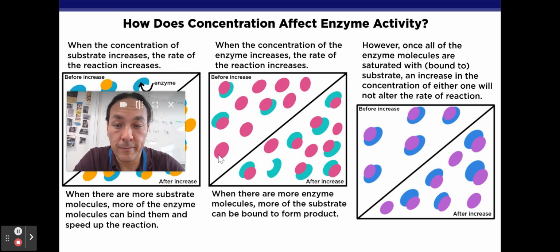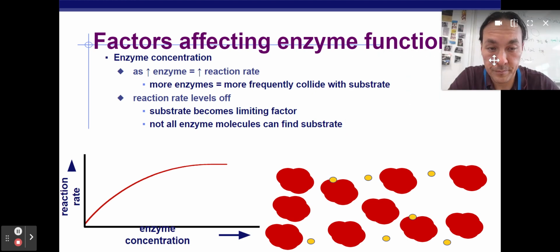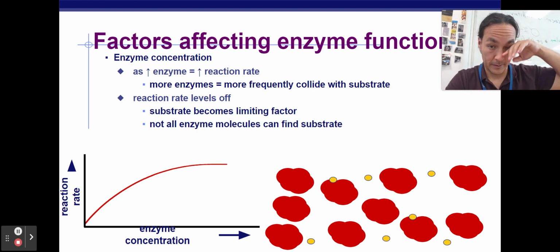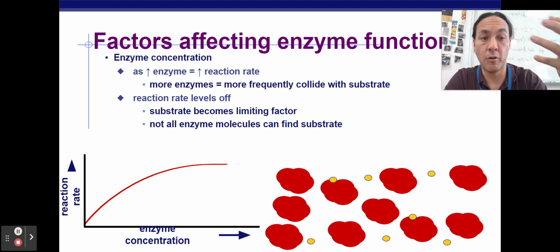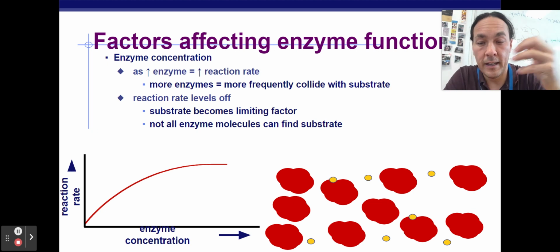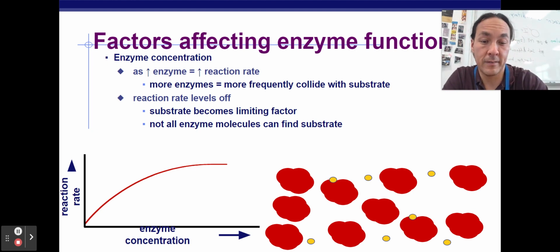And now let's do it for enzyme concentration. So here, as long as you have enough substrate, as you add more enzyme, the reaction rate will increase. It's because now they'll collide more frequently with the substrate. Eventually, the substrate will become the limiting factor. You only have but so much sugar inside of you, and then not all the enzyme molecules can find a substrate, and it will also level off.